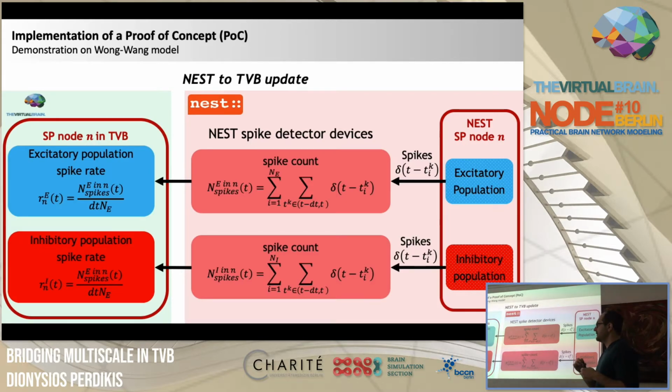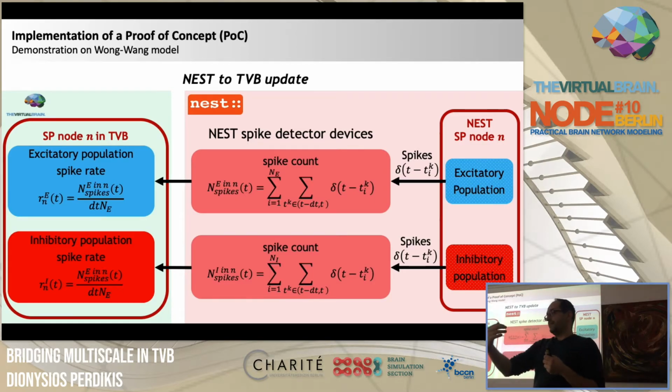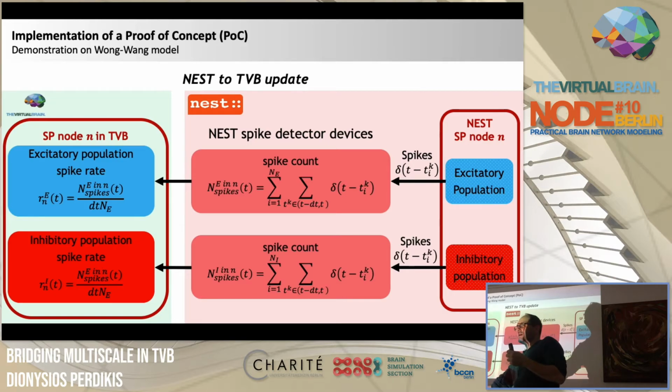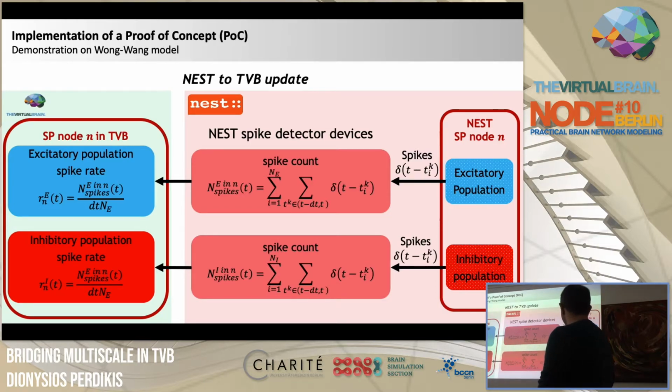Therefore, we keep inside TVB the regions that are modeled as spiking networks, and at every time step we need to update them with the activity from the spiking network. So the interface from the spiking network to the TVB is an update. It's not a coupling, okay? Therefore, both on the left and on the right, we have the representation of a NEST node in red. Only here, it is actually the node as a spiking network. Here, it is as it is represented inside TVB.